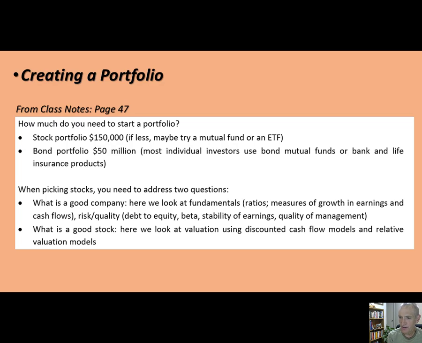A good stock is one that you can buy for less than what the company's worth. A good stock is one where you can buy it for $50 and it's worth $80. So a good stock has to do with valuation, using a dividend discount model or a relative value model, like we talked about in the last few classes. A good stock is one that looks cheap versus others. There are good companies that are good stocks, but they're really rare. Usually if it's a good company, the stock is going to be expensive.